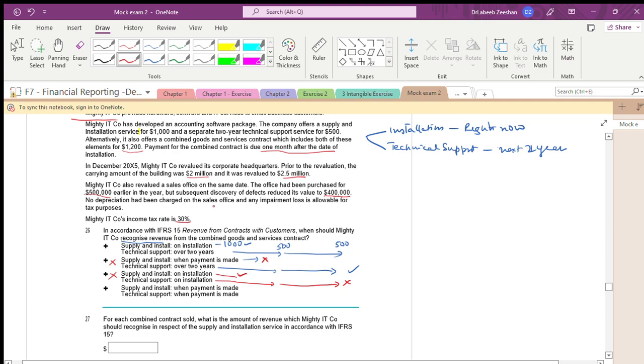Supply and install when payment is made. No. It has to be done right now, on installation. And technical support when payment is made. No. Over 2 years.